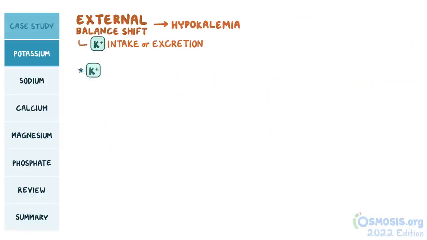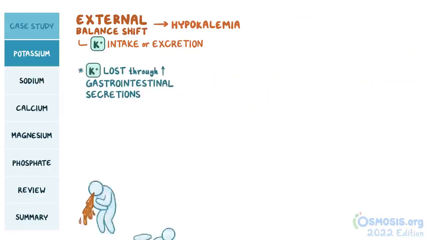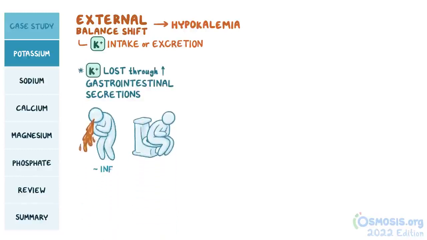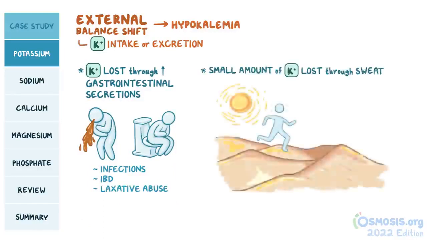Alternatively, potassium can be lost through increased gastrointestinal secretions, typically due to vomiting and diarrhea, like from infections, inflammatory bowel diseases, as well as laxative abuse. Finally, a very small amount of potassium is also lost in sweat, which could come up in your test as an individual who exercises a lot in a hot climate.